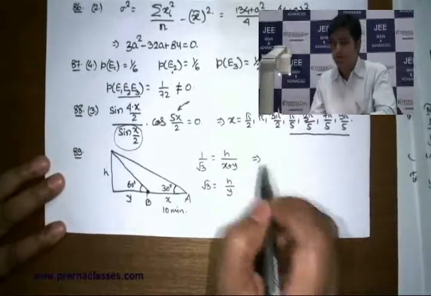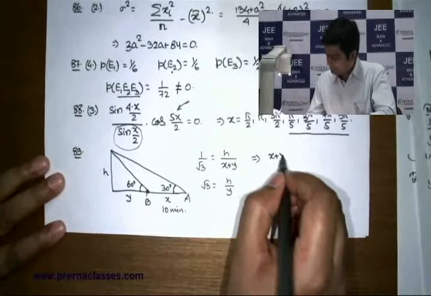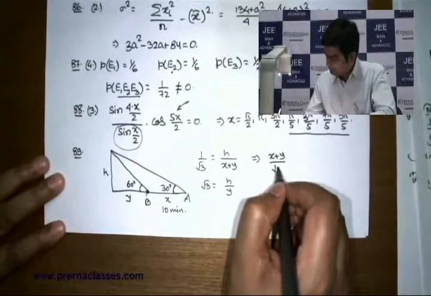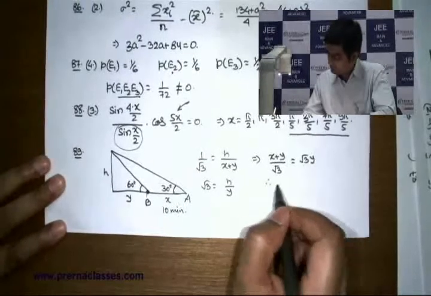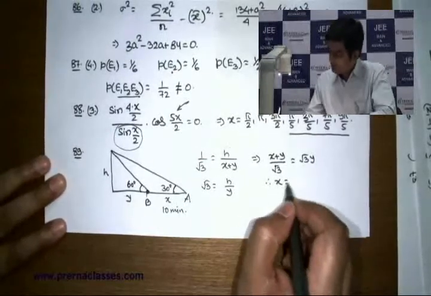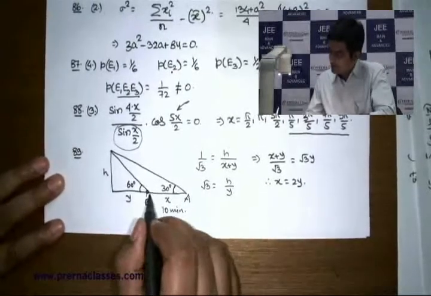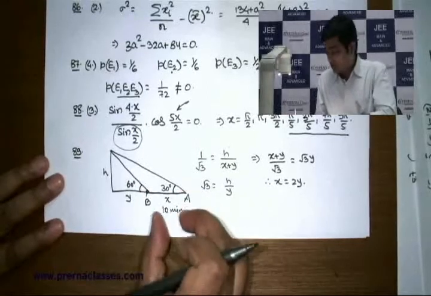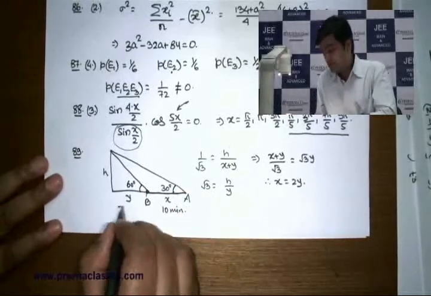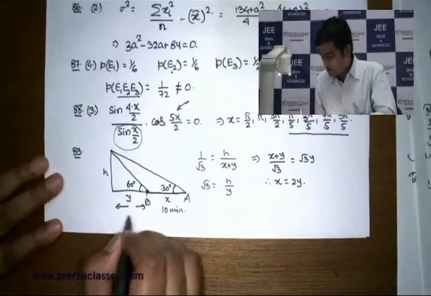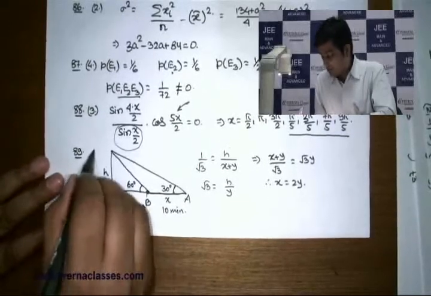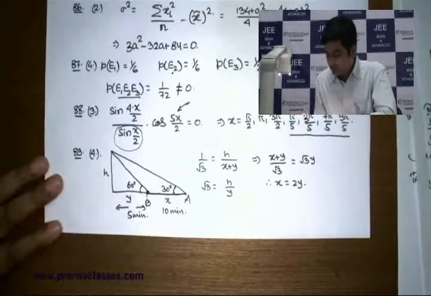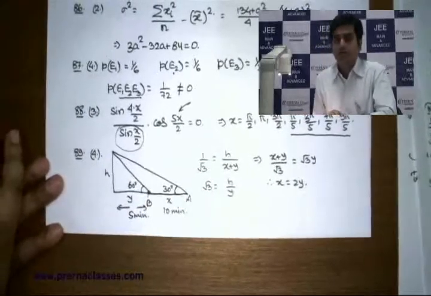And if I eliminate h from both, you can then check x becomes 2y. So while covering twice the distance, 10 minutes is required. So clearly to reach the tower, 5 minutes is required. This is related with option 4 in that problem.